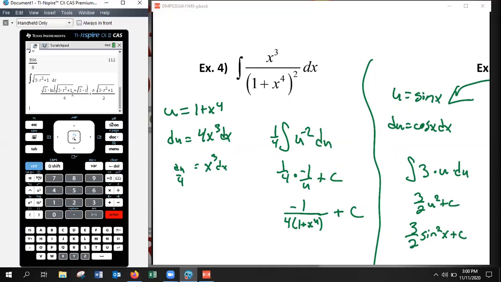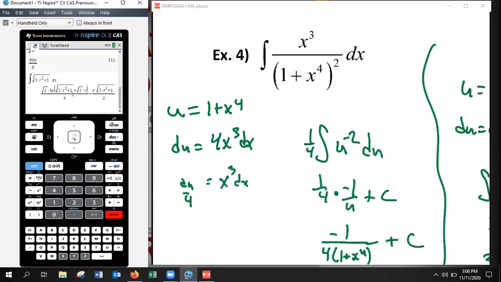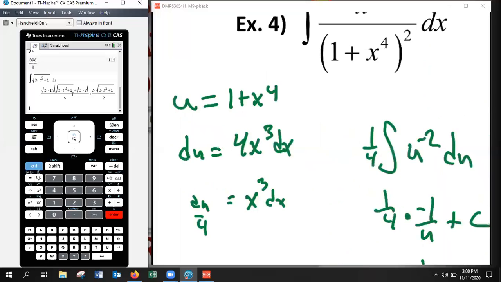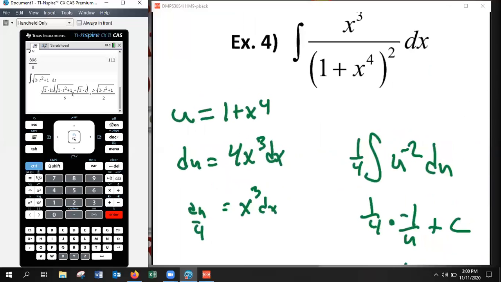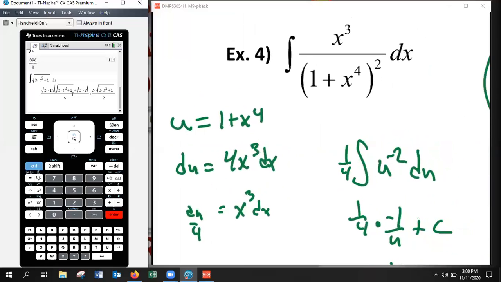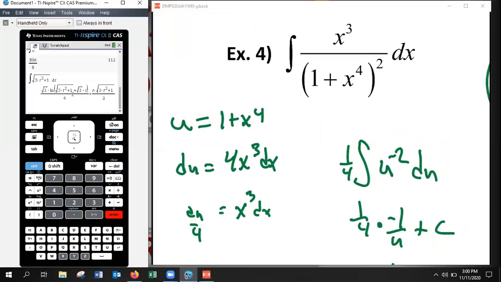All right, so if I say, okay, do I see a function within a function? A function within a function is 1 plus x to the 4th being squared, so that's what I made as my u. And then my du is 4x cubed dx. At this point, I have 2 different approaches that I could take. One approach is I have x cubed dx, so let's solve this so it's du over 4. And so I could write this as du over 4. That is one approach to the problem.